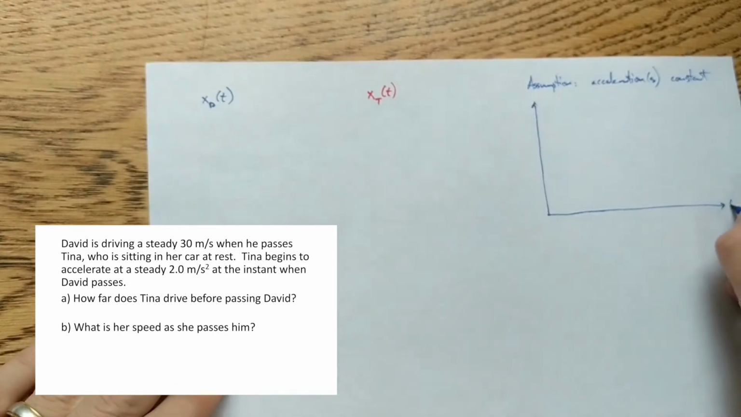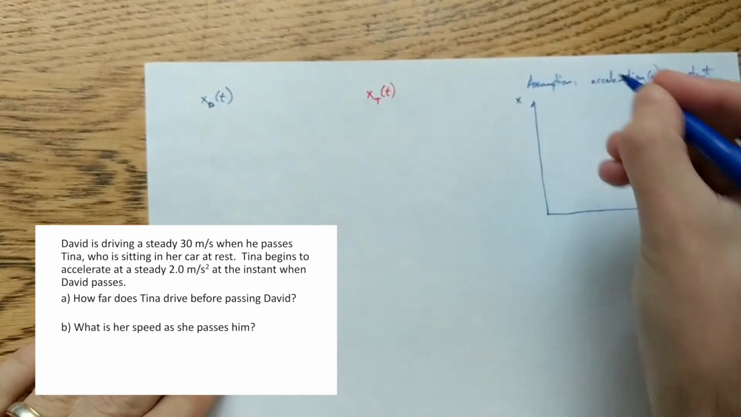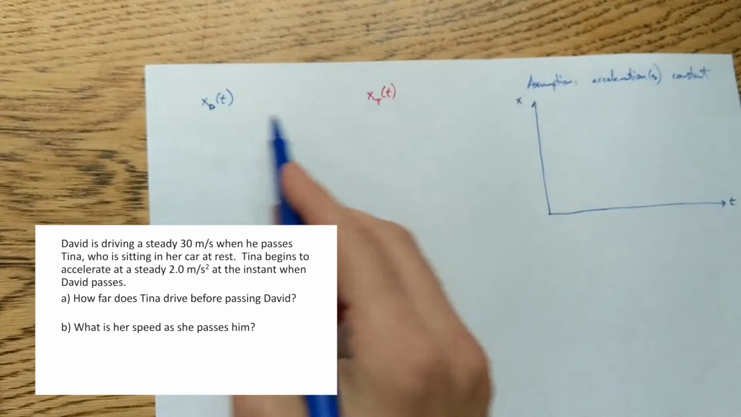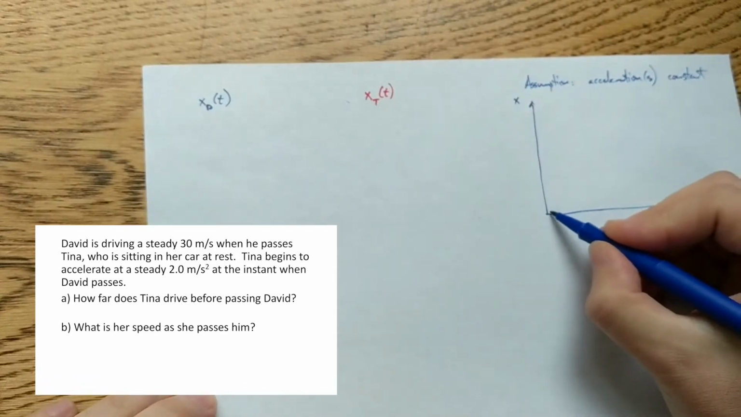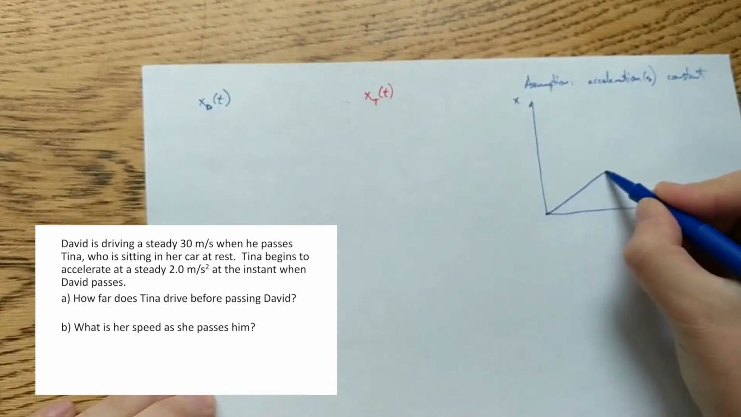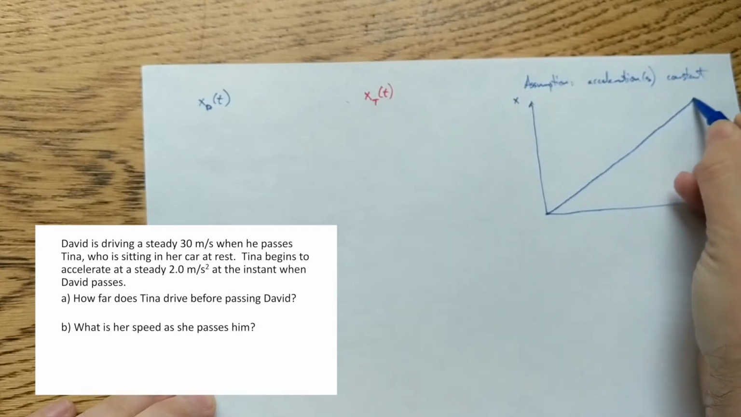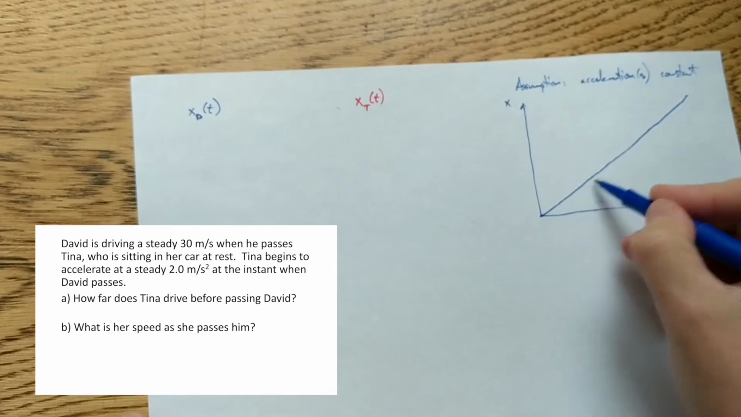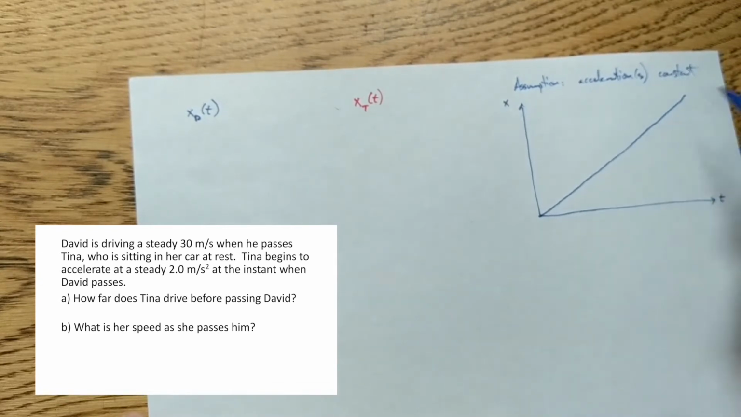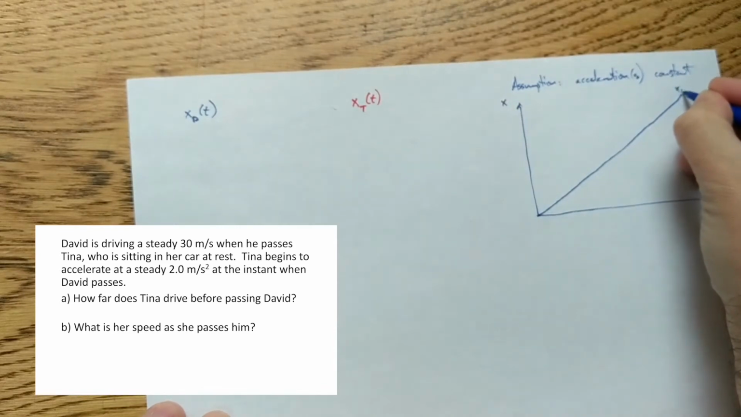So here I'm going to choose to draw x as a function of time, and I'm going to draw both Tina and David's position on this graph. Now David's easy. David is just following a constant velocity. And remember, position as a function of time, if we want to get velocity, it's just the slope. So if the slope is constant, then the velocity is constant. So this is going to be David.